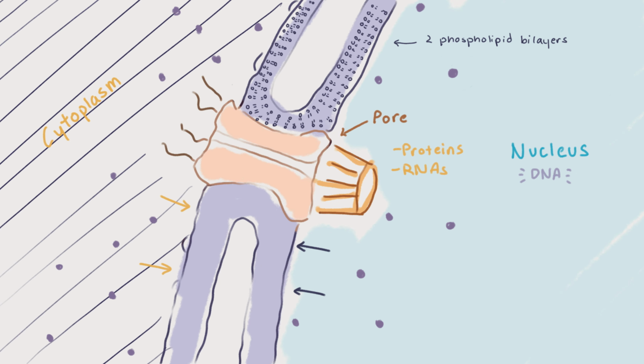The nuclear membrane's main function is to act as a barrier that separates the contents of the nucleus from the cytoplasm. It is continuous with the rough endoplasmic reticulum, an organelle important in making and transporting proteins. Both the rough endoplasmic reticulum and the outer nuclear membrane are covered in ribosomes.